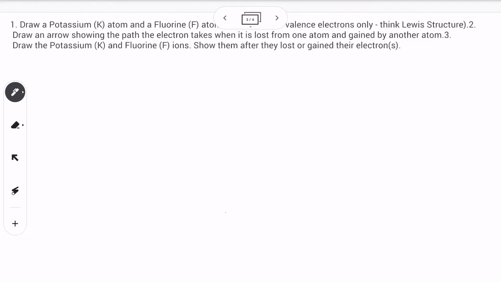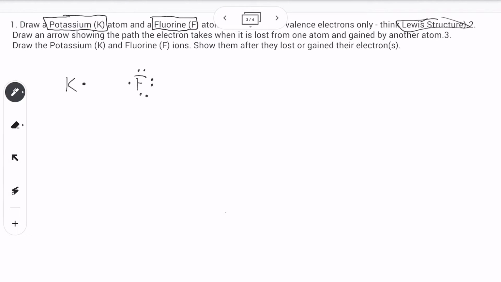Okay, in this Jamboard video, I'm going to show you how to solve this problem. So first it says draw a potassium, so that's going to be a K, and a fluorine atom. That's going to be our F. If you look on the periodic table, potassium's in group 1, which means it has 1 valence electron, so we're just going to draw 1 dot there. And then fluorine on the periodic table has 7 dots because it's in group 17, so I'm going to draw it something like this. Okay, now it says draw only the valence electrons, these are the Lewis structures.